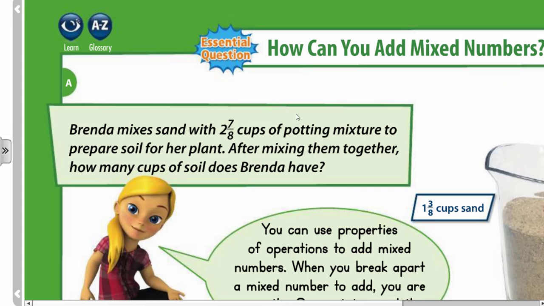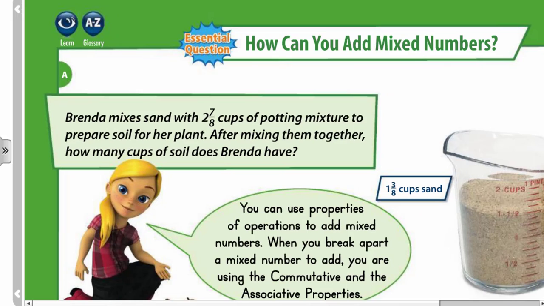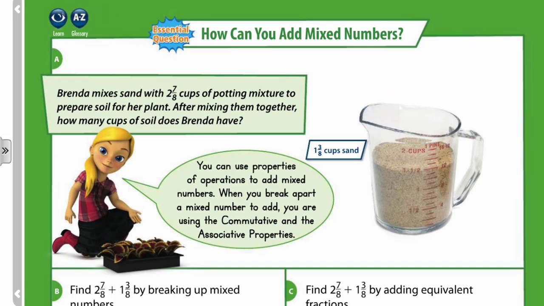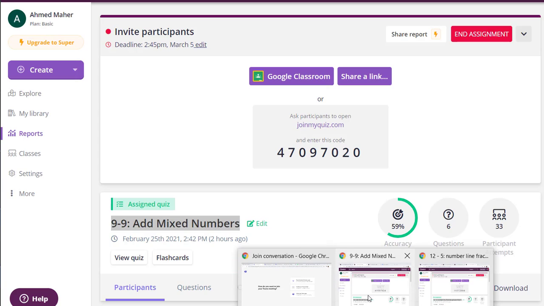So, to start, my heroes, please open your books and tell me what page is this? 514. 514. Okay, Ahmed. Okay, Adam. Okay, my heroes. Now I will play a video and don't use your mic unless I call your name.